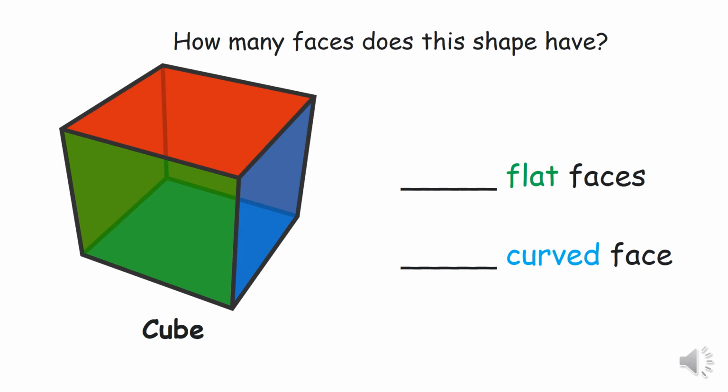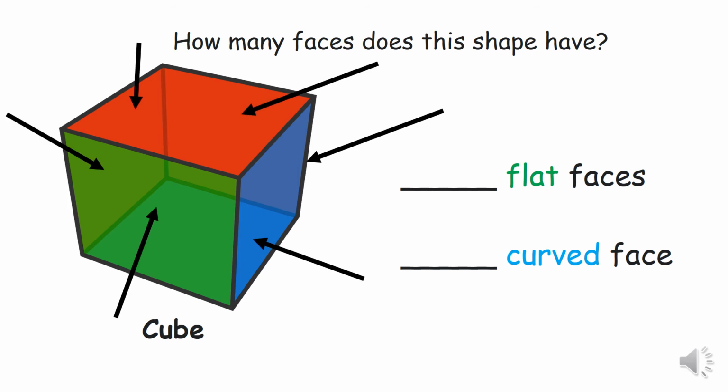It's quite tricky to count the faces on a cube. It's a lot easier when you hold a cube and then you can work it out and find them yourself. But we have got 1, 2, 3, 4, 5, 6. 6 flat faces on a cube. How many curved faces? None, 0.